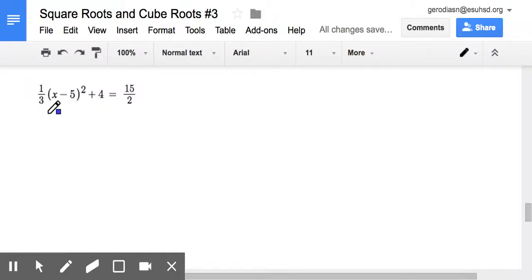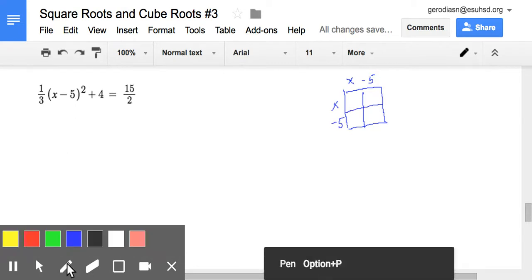This equation contains a fraction and squaring a binomial. So let's square the binomial first. Let's draw a square. The length of the square is x minus 5, and the width is x minus 5.